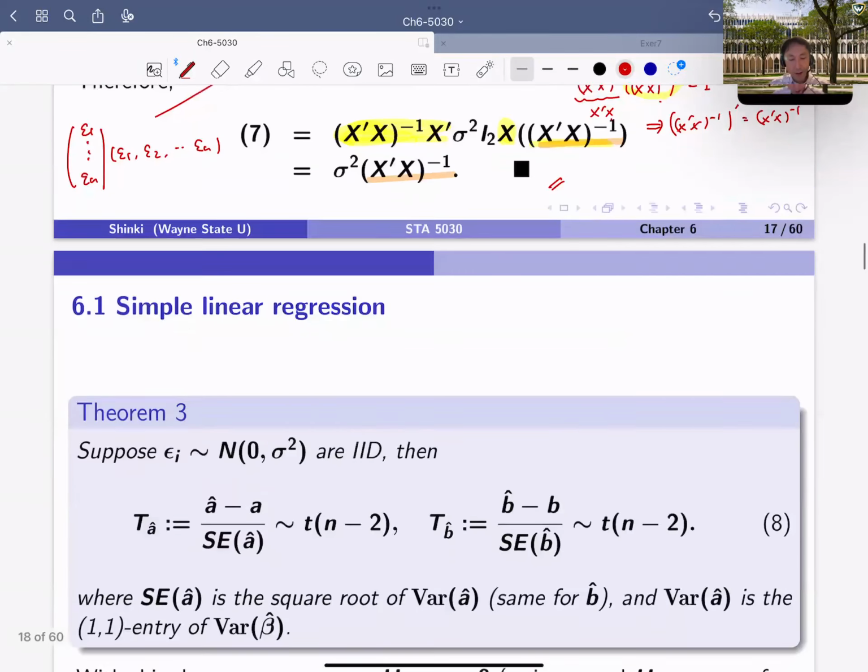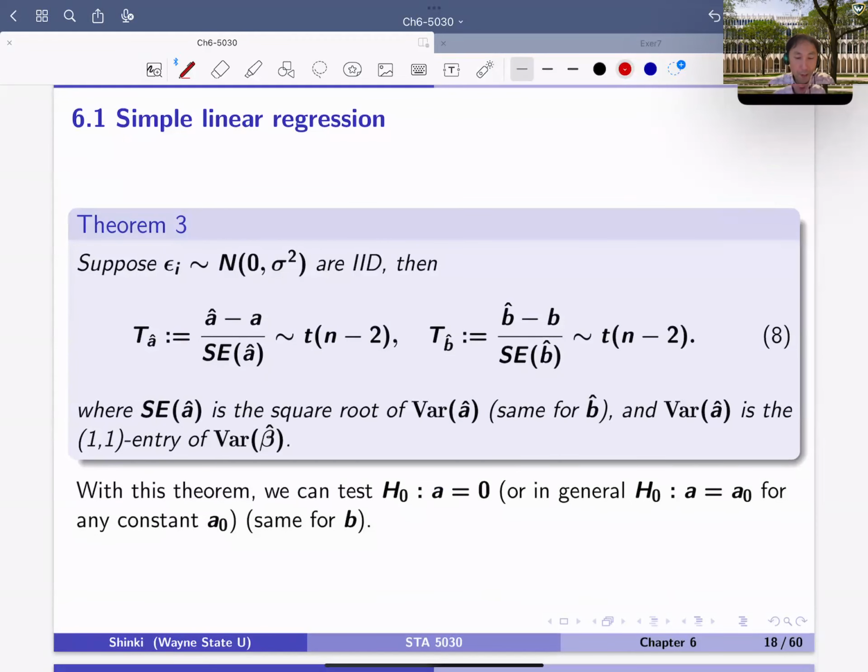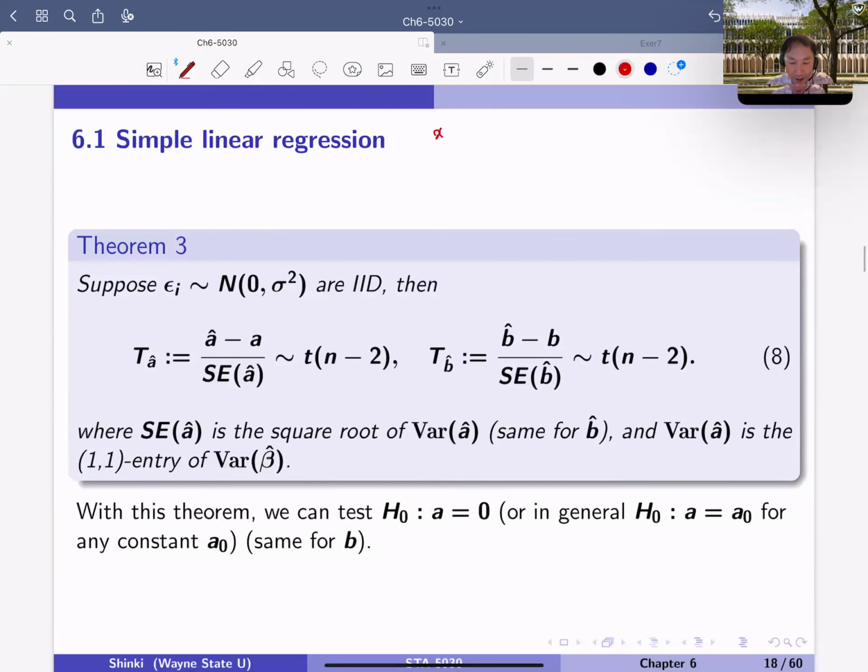Okay, and using this fact, we can test the coefficient. Remember that in chapter 5, we did the t-test. That is, we observe x1 to xn, and we have population mean mu and sample mean x bar, and we can test if mu is equal to some specific number by using x bar. That is the t-test. Our test statistic was x bar minus mu naught over the standard deviation of x bar. Then this follows the t-distribution, and we can do the t-test.